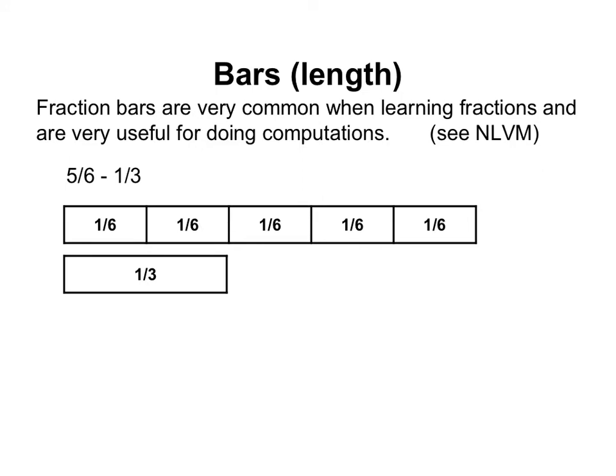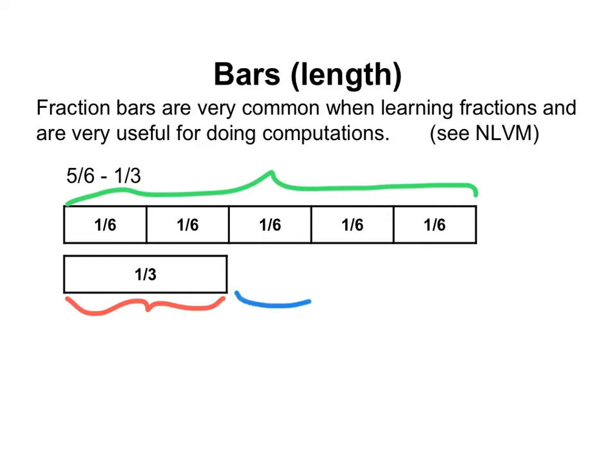So here's my setup. I have 5/6 stretching across the top, and then I have 1/3 underneath that, because I either need to think of this as taking away 1/3, or what do I need to add to 1/3 to get to 5/6? Whatever interpretation of subtraction that you're using, this is going to be the same general setup. So I have the 5/6 across the top, then the 1/3 across the bottom, and the answer is what fills in the difference between those two lengths.